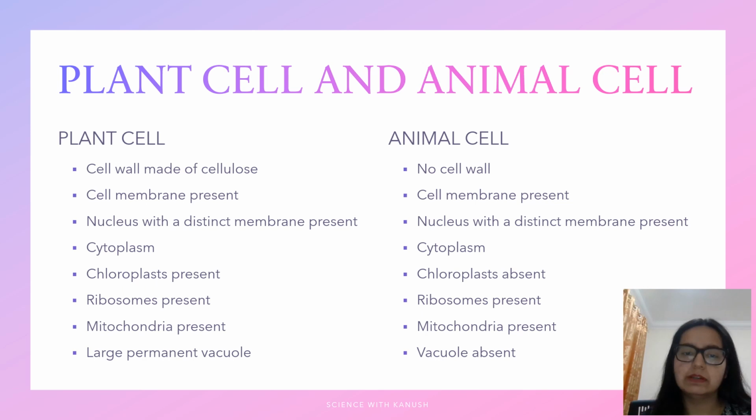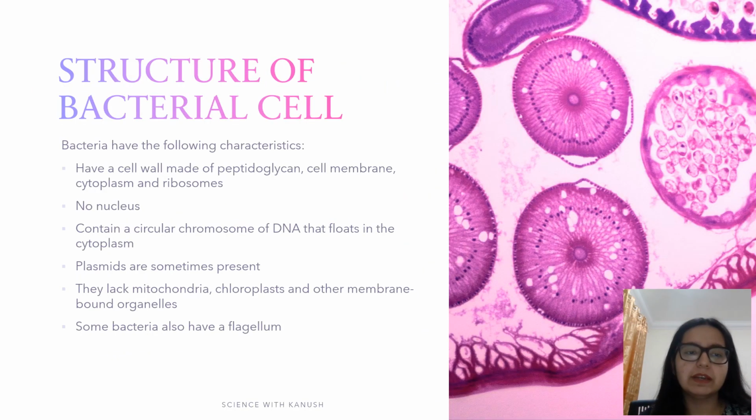Plant cells and animal cells both have ribosomes, and these ribosomes can be found in the cytoplasm and on the rough endoplasmic reticulum. Plant cells and animal cells both have mitochondria. Plant cells have a large permanent vacuole, whereas animal cells do not have a vacuole. Okay, now the structure of a bacterial cell.